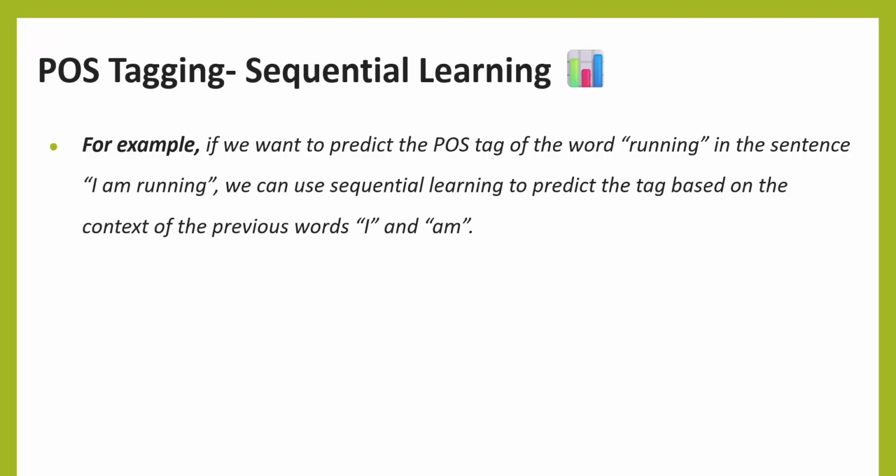So first comes sequential learning, which is a type of machine learning that involves predicting a sequence of labels or tags based on the context of previous labels or tags. Here in POS tagging, sequential learning involves predicting the POS tag of each word in a sentence based on the context of previous words. For example, if we want to predict the POS tag of the word "running" in the sentence "I am running," we can use sequential learning to predict the tag based on the context of previous words "I" and "am."